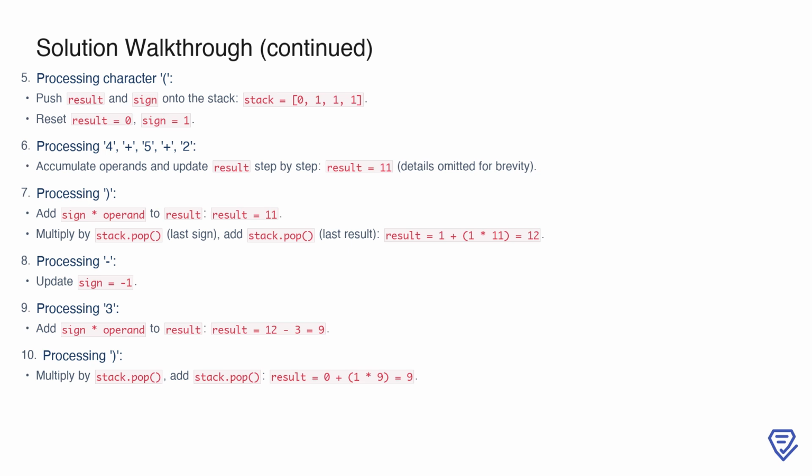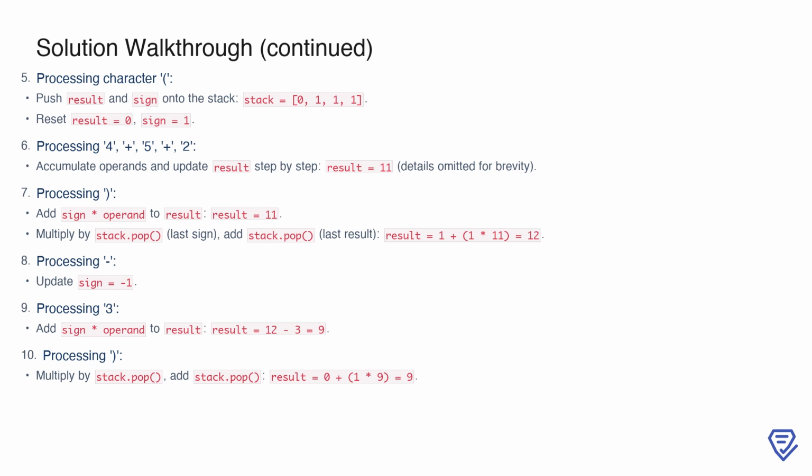We then multiply the result by the last sign popped from the stack and add the last result popped from the stack. This gives us result equals 1 plus 1 times 11 equals 12. After this, the dash character updates the sign to -1. The next character is 3, so we add sign times operand to the result. This gives us result equals 12 minus 3 equals 9.